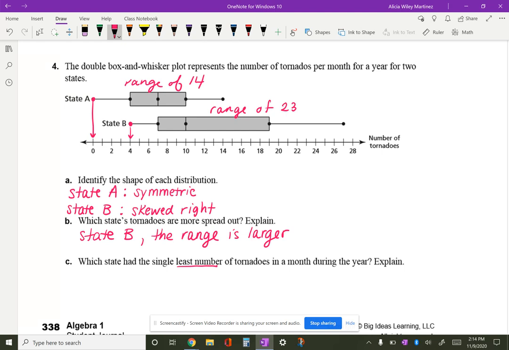Hooray for them. So that means that State A would definitely win this competition. And the reason for that is because the least value, or the smallest value, of State A is 0. And for State B, it's 4.